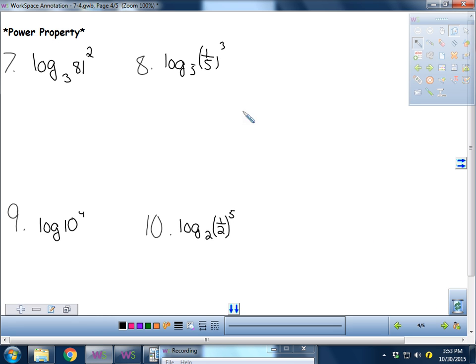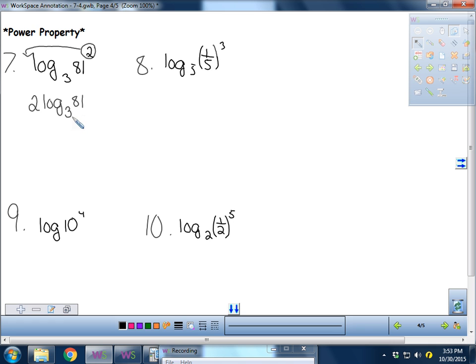Okay, so let's talk about the power property. We have this little property that actually comes in handy quite a bit the rest of the semester, or year actually. Any time that you have this power up here, we have a power property that says that I can take that power and I can move it to the front of my log. Okay? So anytime you have a power, you can move it to the front of your log. So I'm going to move that to the front. So that's going to give me 2 times log base 3 of 81.